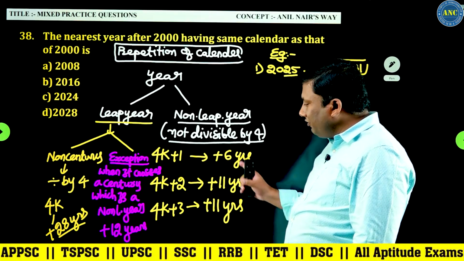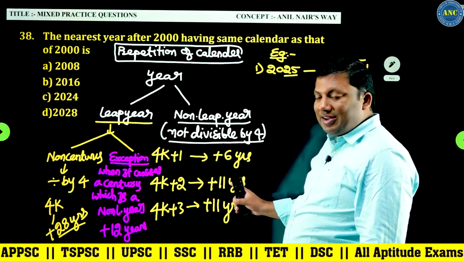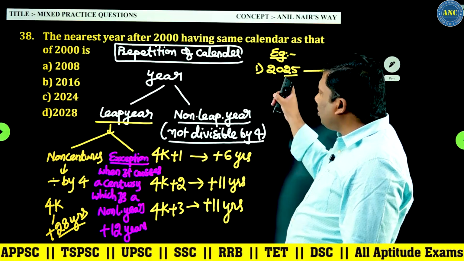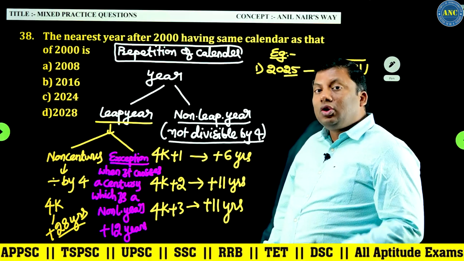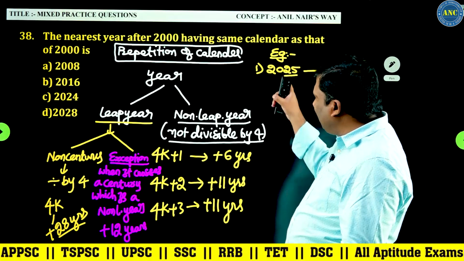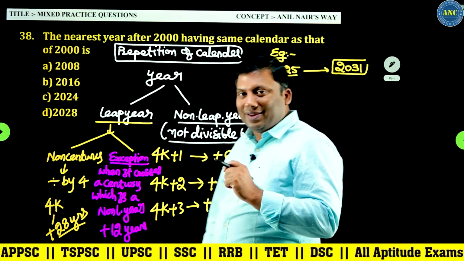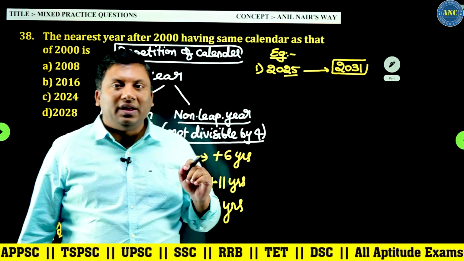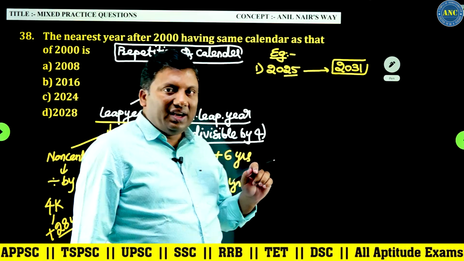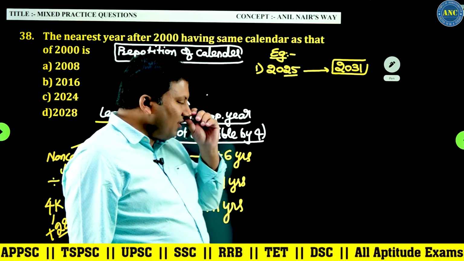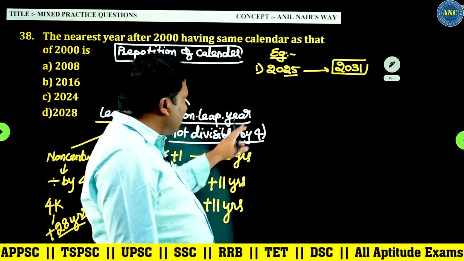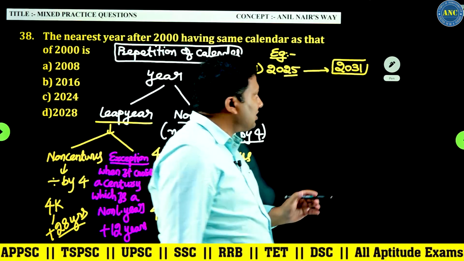Sir, I am getting confused whether to choose 6 or 11. If you choose 11, 2025 plus 11 is 2036. The given year is a non-leap year, but you got the answer as a leap year. How can it be possible? A leap year and a non-leap year calendar can never be the same. So, plus 6. Please write down that statement.